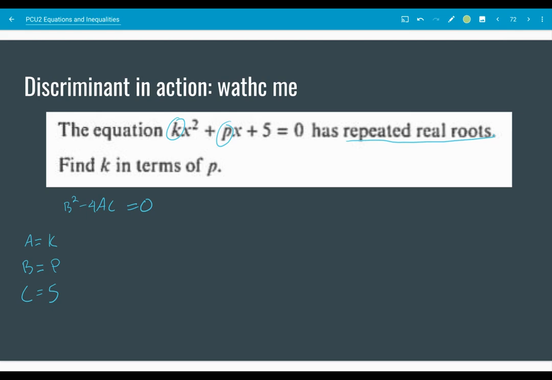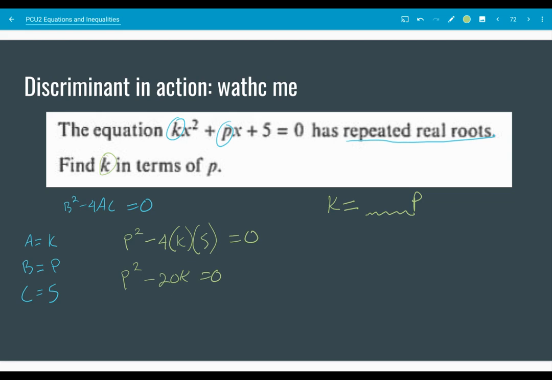Let's plug these in and see what we can have happen. So we have p squared minus 4 times k times 5 all equal to 0. So you end up with p squared minus 20k equal to 0. Now, it says find k in terms of p. So what they're asking us to find is k equals some equation with the variable p in it. That's what that question means.